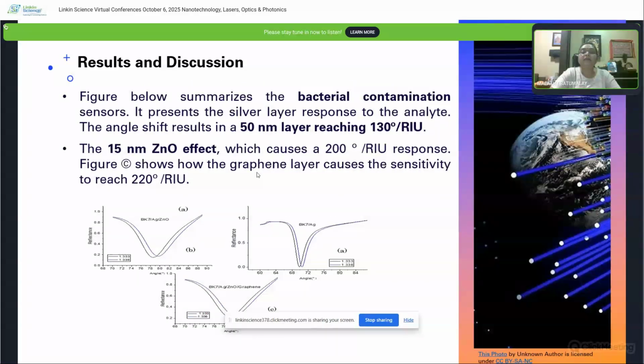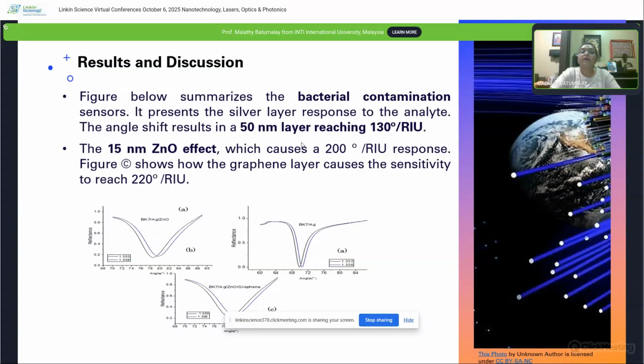Now, let's look at the figure which summarizes the bacteria contamination sensor. It presents that the silver layer responds to the analyte. The angle shift results in the 50 nanometer layer reaching up to 130 degrees per refractive index unit. The 15 nanometer zinc oxide causes a 200 degrees per refractive index unit response. Figure C at the bottom shows how the graphene layer causes the sensitivity to reach 220 degrees per refractive index unit.